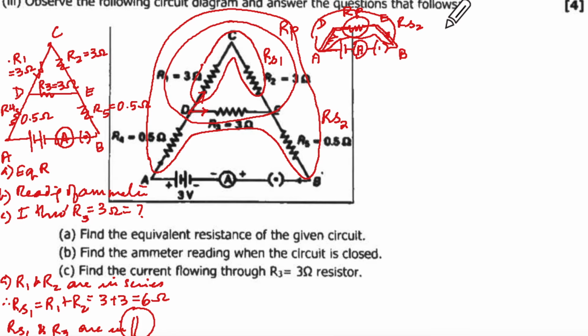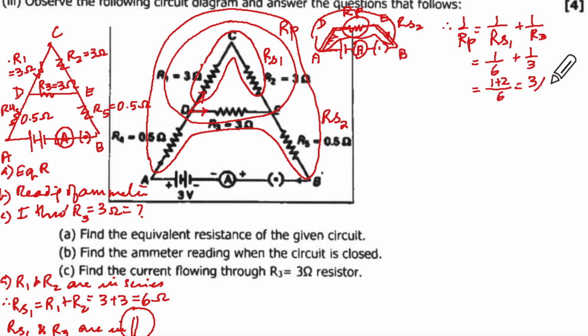Therefore, 1 upon RP is equal to 1 upon RS1 plus 1 upon R3. So that will be 1 upon 6 plus 1 upon 3. How much is that? This is 1 plus 2 upon 6, which is 3 by 6, which is 1 by 2. Therefore, 1 by RP is equal to 1 by 2.